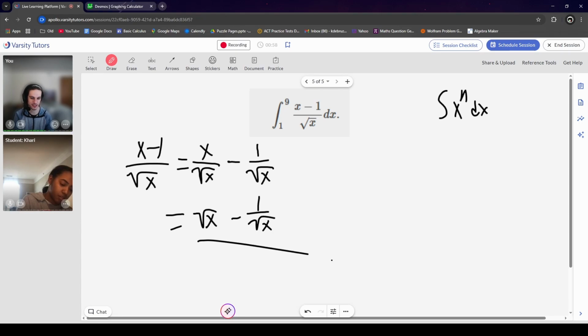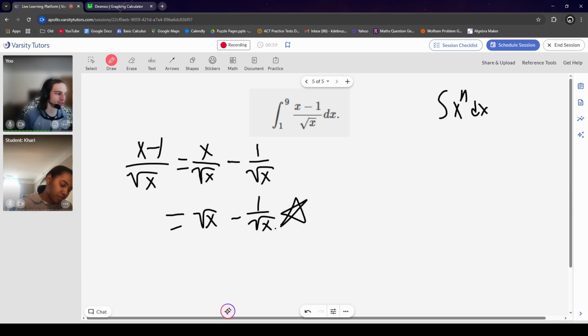Hey, actually, we did this integral earlier today, didn't we? Yeah, we did. So we don't have to do this one. We're almost out of time anyways.